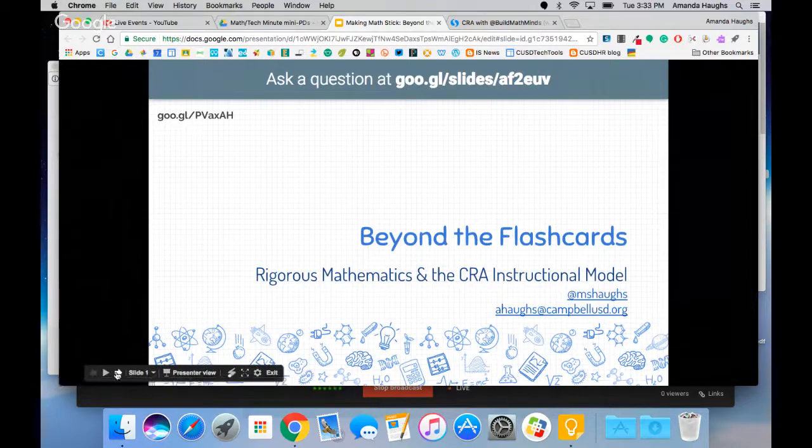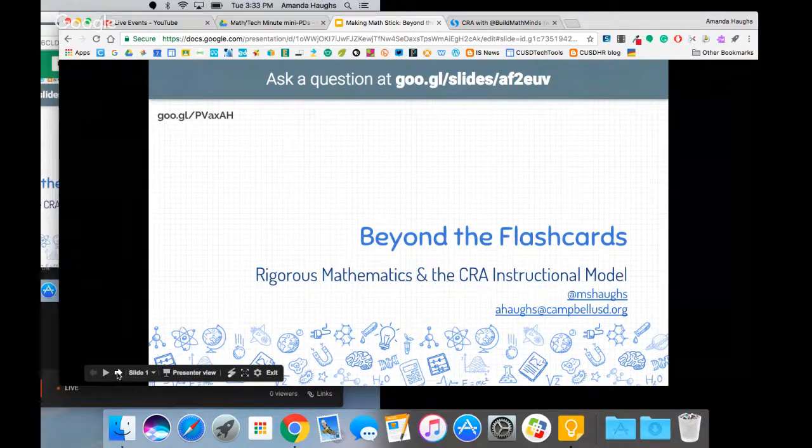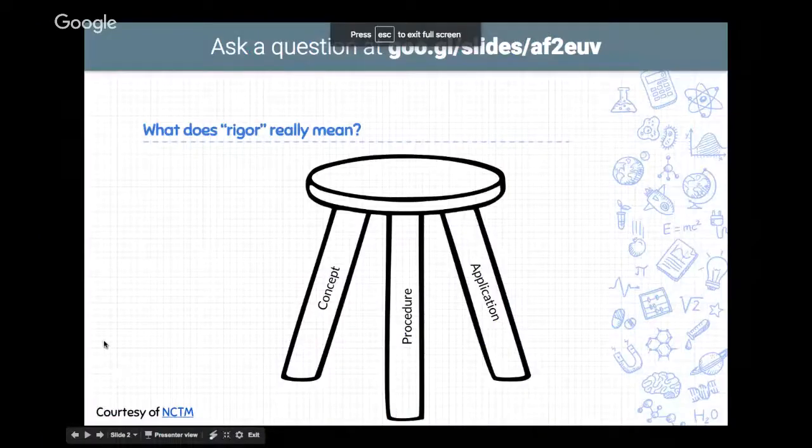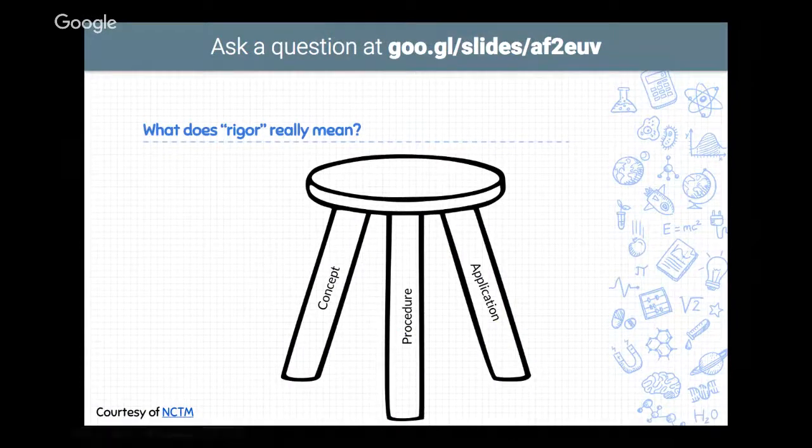But let's jump in. So first of all, I wanted to start with talking about what rigor really means. It's a word that's getting tossed around a lot now in mathematics, especially since the onset of the Common Core standards. And I liked this model in describing what rigor actually means in mathematics as defined by NCTM, the National Council of Teachers of Mathematics. I linked down here to the NCTM webpage with some more information.